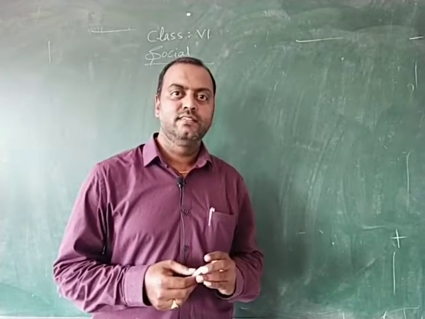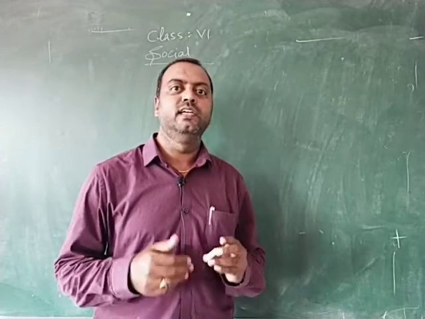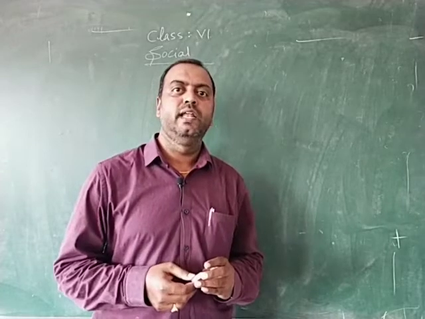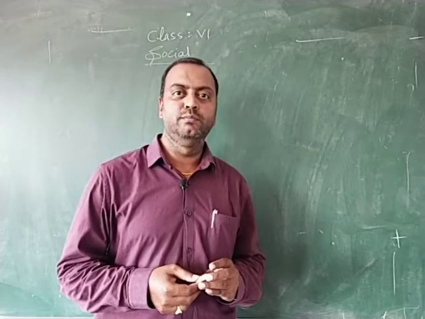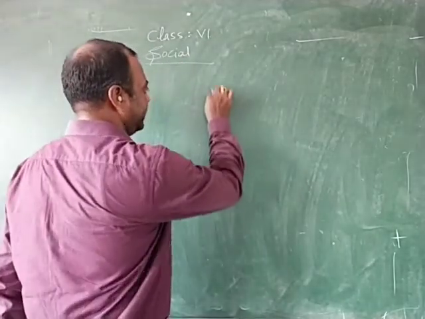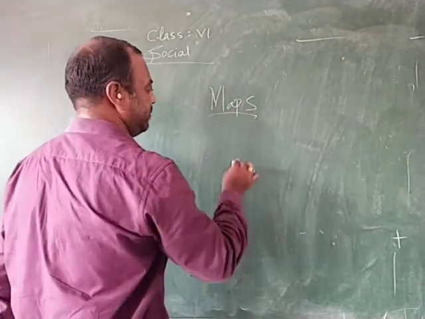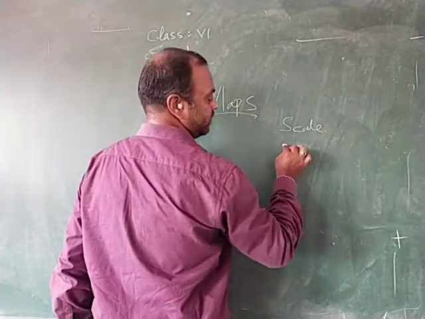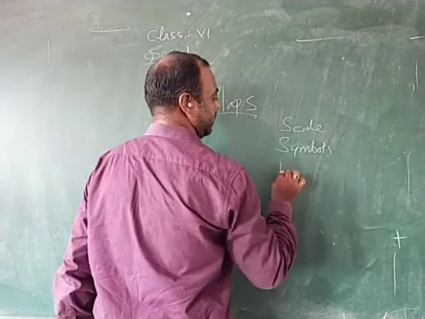In today's class, we learn about maps and their ingredients or the components which are present in the map, like scale, directions, and the conventional symbols used in a map. As we have learnt yesterday, the most important features of a map are scale, conventional symbols, and directions.